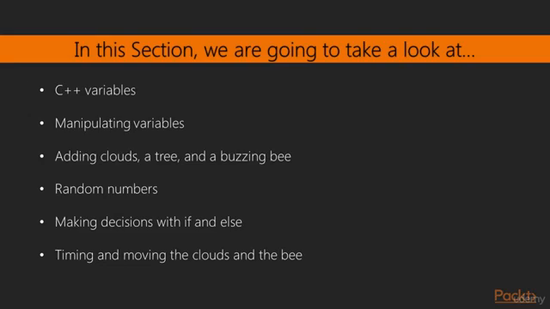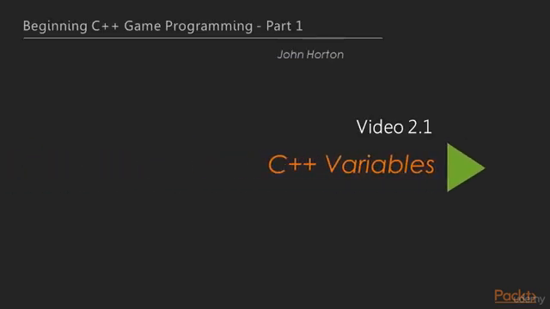We'll learn all about C++ variables, see how to manipulate the values stored in the variables, add a static tree, ready for the player to chop, draw and animate a bee and 3 clouds, take a look at random numbers, learn making decisions with if and else, and learn about timing and moving the clouds and bee. Now we move on to the first video of this section, that is C++ variables.